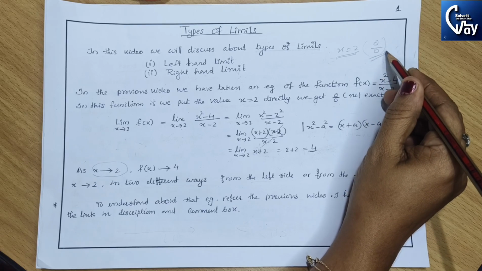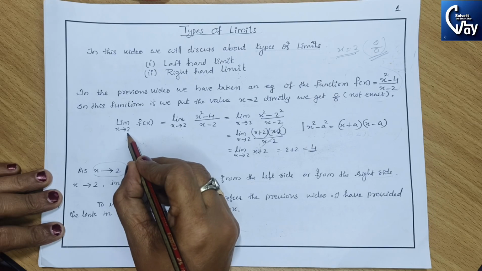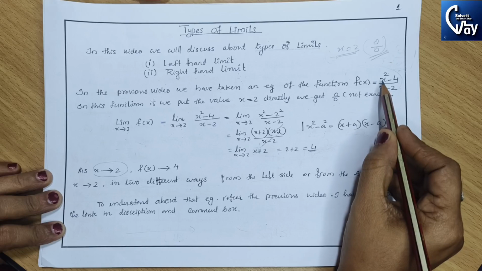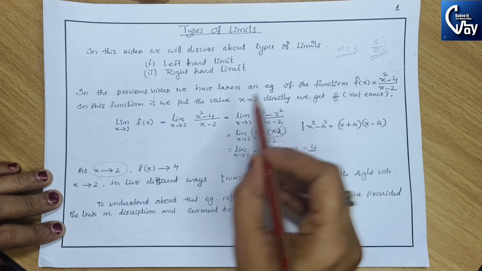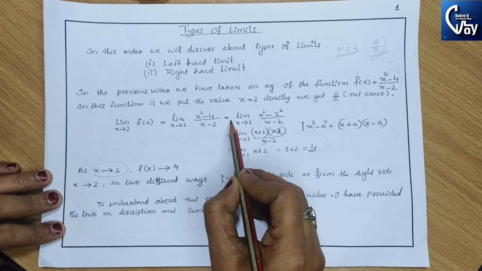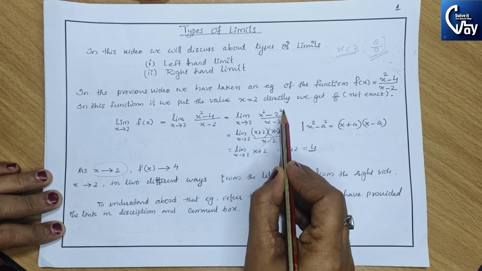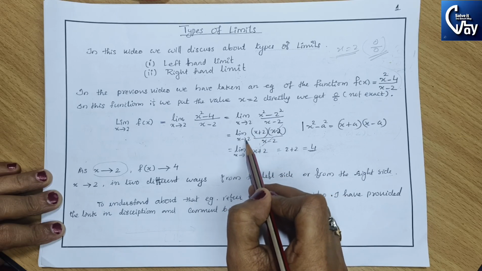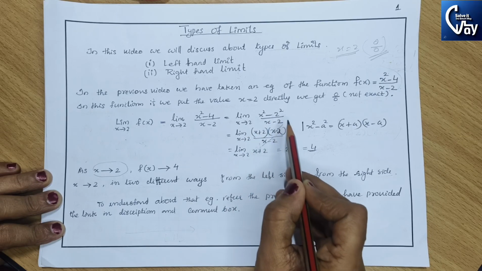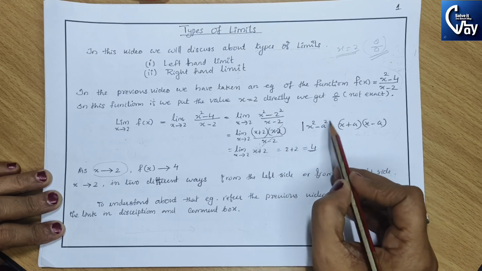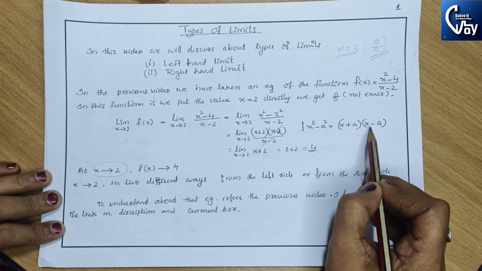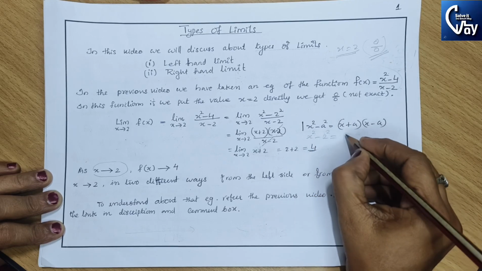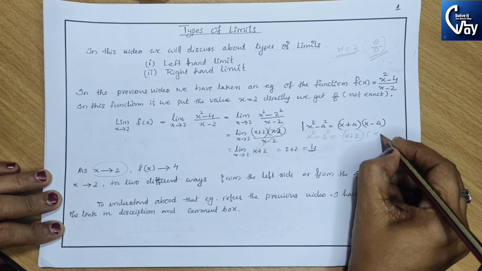This is not exact. The limit as x approaches 2 of f(x) equals the limit as x approaches 2 of (x² − 4)/(x − 2). 4 can be written as 2², so x² − 2² over x − 2. We know a² − b² = (a + b)(a − b). Similarly, x² − 2² = (x + 2)(x − 2).